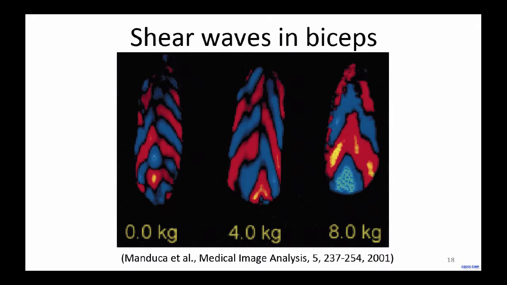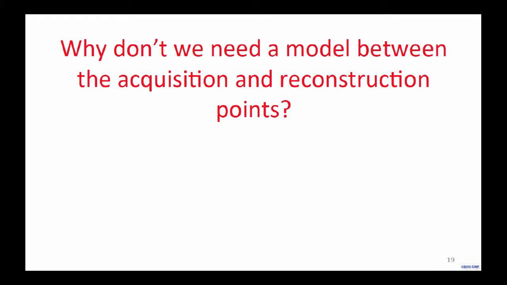And this is a picture, it's so cool, I just had to show it to you. Here are shear waves propagating through the biceps. The biceps is not lifting anything on the left, and on the right is lifting 8 kilograms. You all know that when you lift something, your muscles harden, the shear modulus increases, and so the wavelength of the shear wave increases. So, knowing the wave field in the interior of a medium is everything.